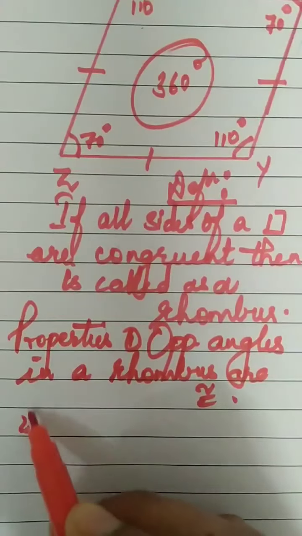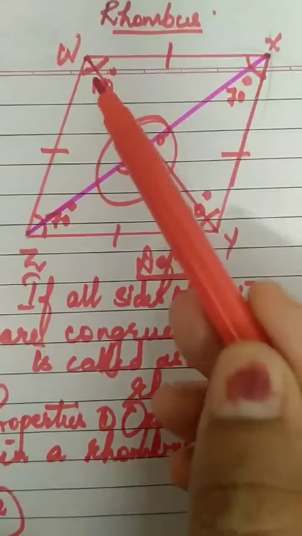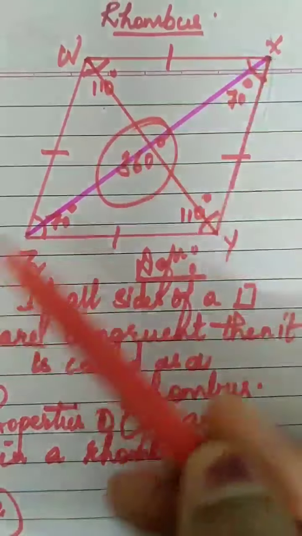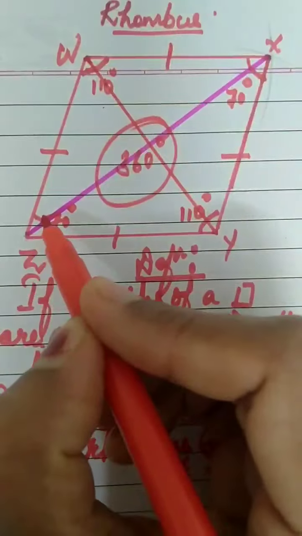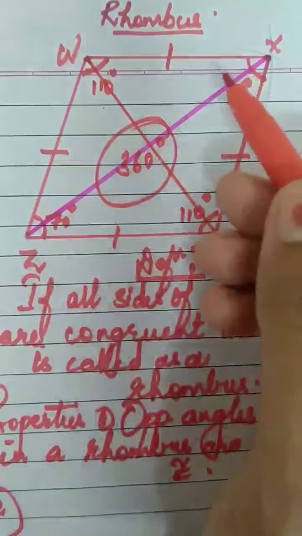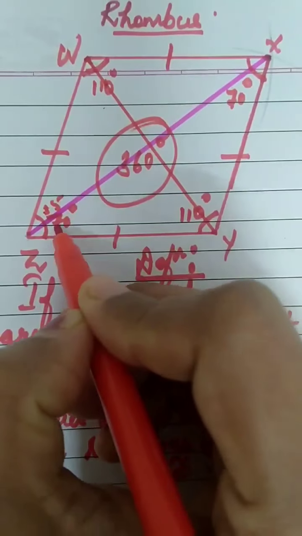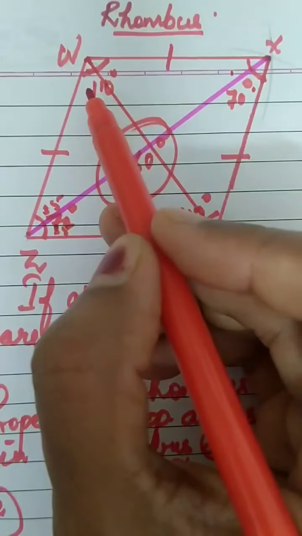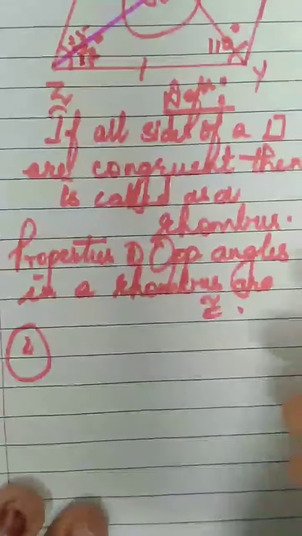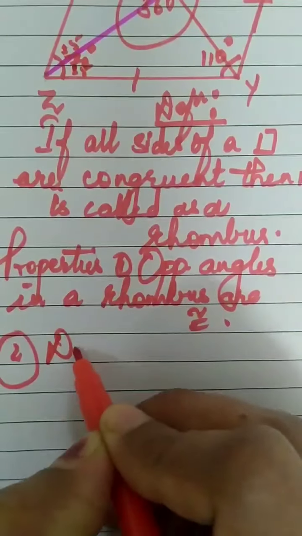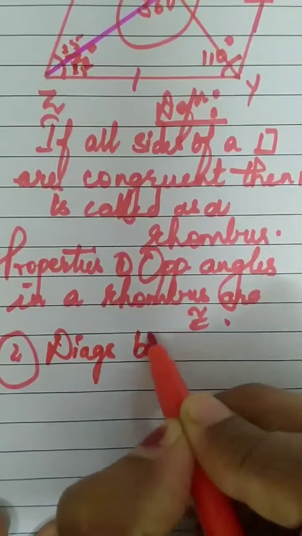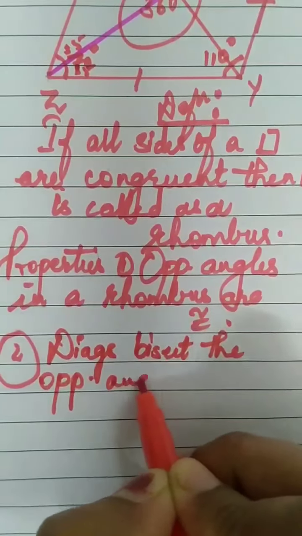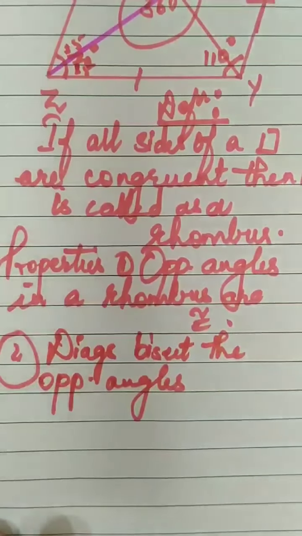Now let us learn the next property of rhombus. As you can see, I have drawn diagonals for the rhombus, same as for the square. Now the diagonals of a rhombus will also divide the opposite angles into two equal parts. That is, this will be 35, 35. 35, 35. 110, half will be 55, 55. Understood? So the second property of rhombus is diagonals bisect the opposite angles in a rhombus. Diagonals bisect the opposite angles.